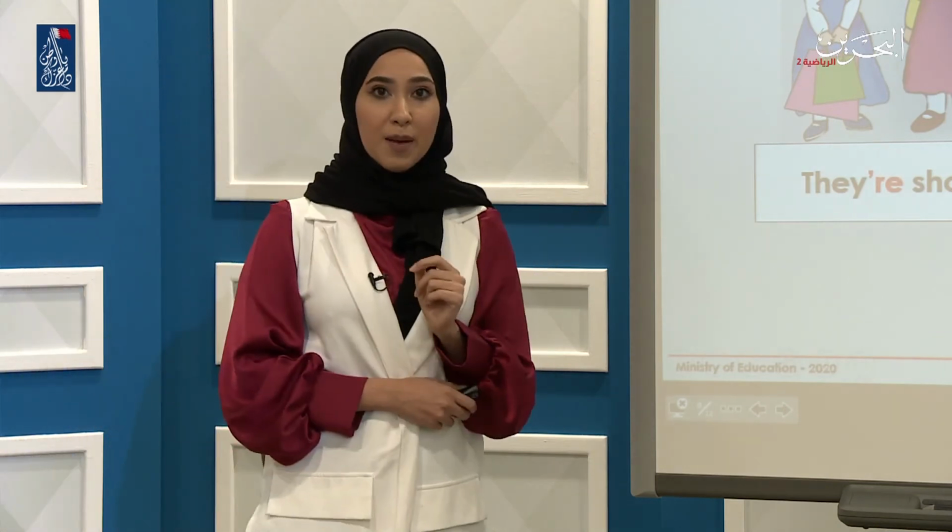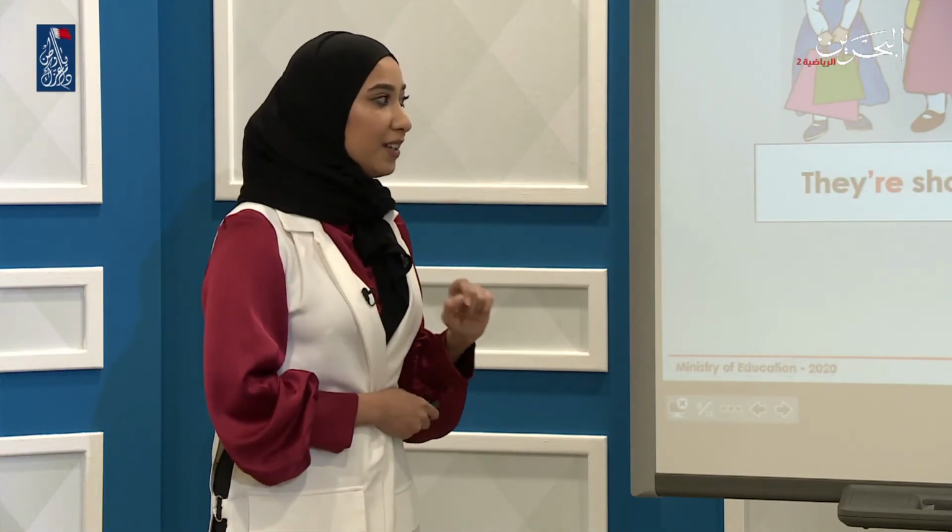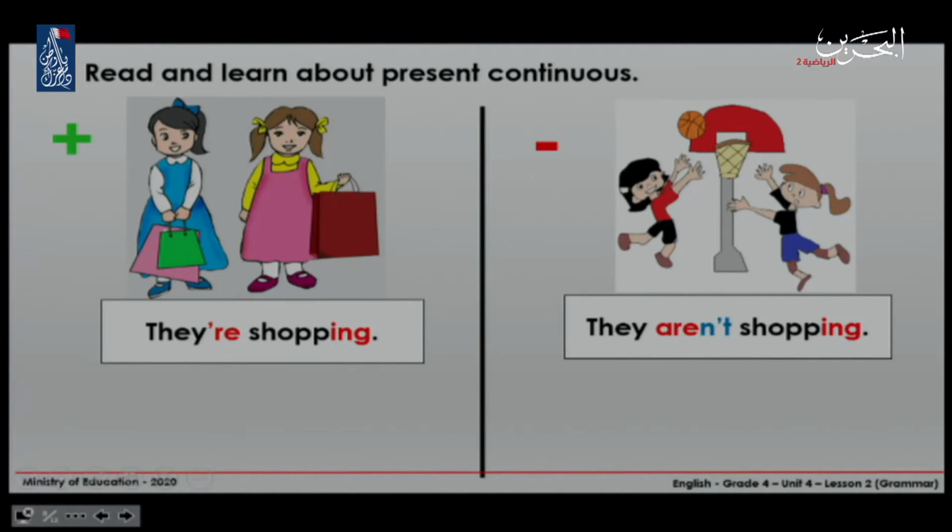Let's see more examples. Here we have they're shopping. Can you remember what do we start with? Good, we start with the pronoun. And then what should we add? Excellent, we add the verb to be, and here we have are. And then finally we add the verb plus ing. They're shopping, or we can say they are shopping.